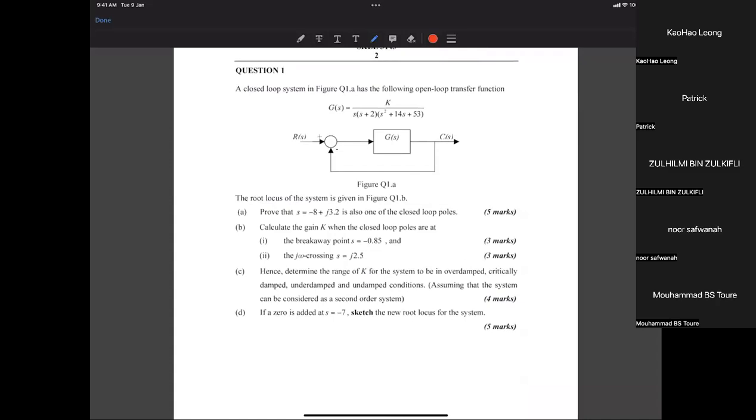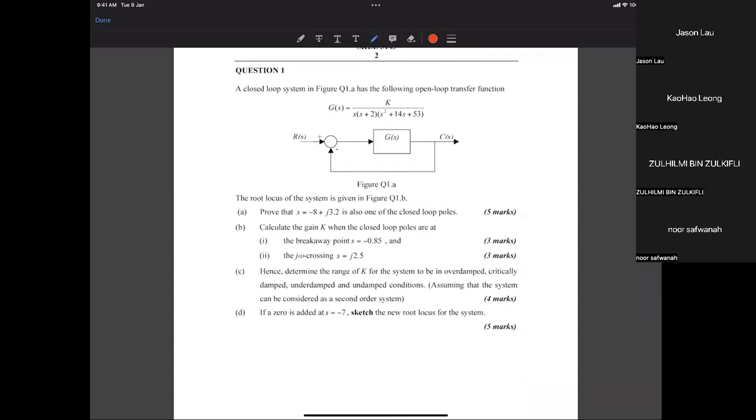Closed loop system in figure Q1A has the following open loop transfer function, G(s) equal to K over (s plus 2)(s squared plus 14s plus 53). The root locus of the system is given in figure Q1B. A, prove that s equal to -8 plus j3.2 is also one of the closed loop poles.